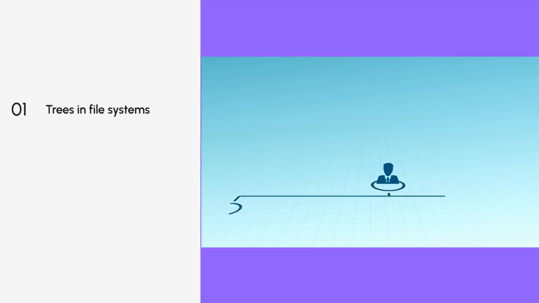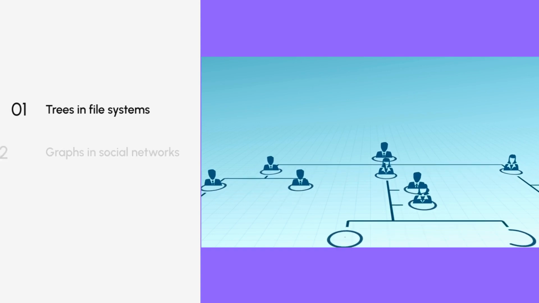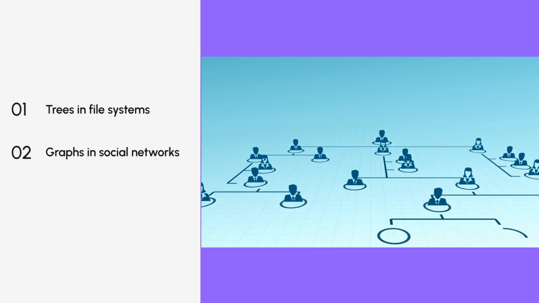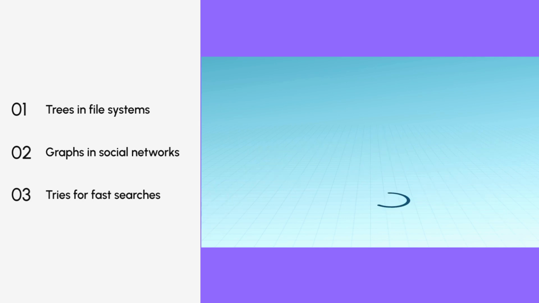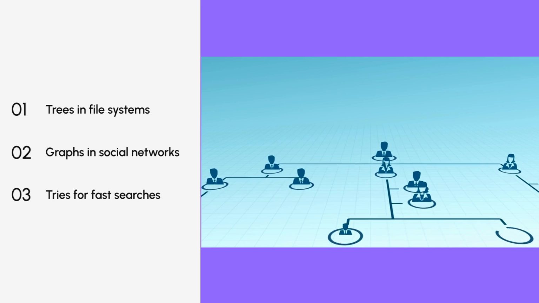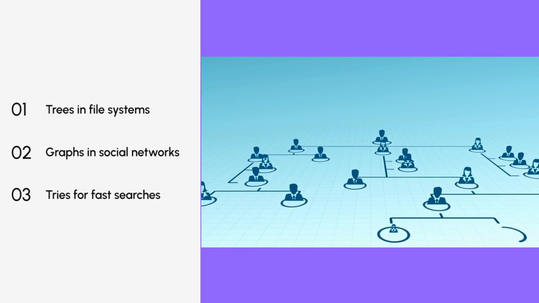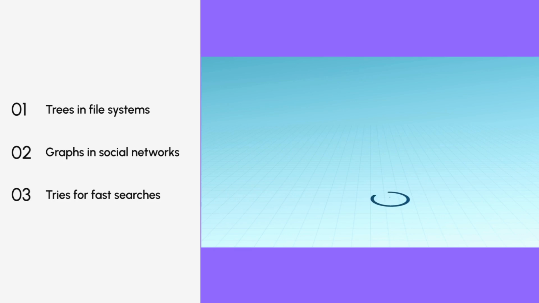Nonlinear data structures are hierarchical, like trees, or interconnected, like graphs. Trees have nodes with parent-child relationships used in file systems and database indexing. Common tree types include binary trees, binary search trees, AVL trees, heaps, and B trees. Graphs consist of nodes and edges used in social networks and GPS navigation. Tries are used for fast prefix searches, like autocomplete. These structures handle complex relationships and are crucial for efficient data management.